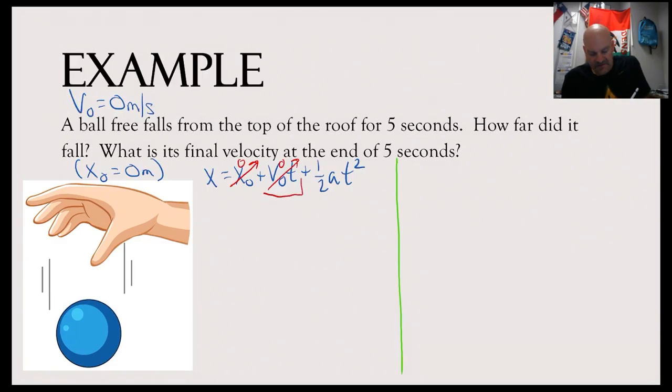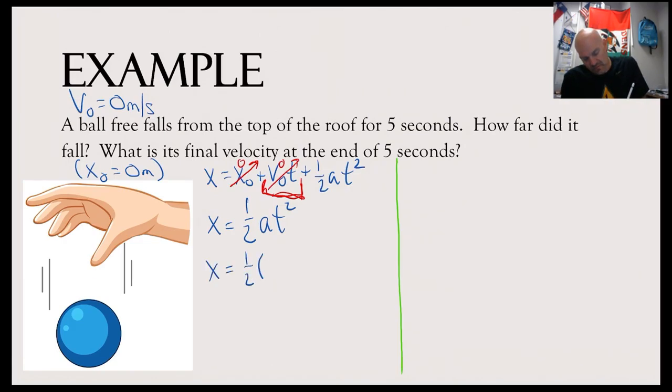Now, a common mistake is that students will cross out the v0 but forget to cross out the t and leave the t in there, which changes the answer completely. So note that I crossed everything out, which tells me that I don't have to worry about that middle part, the v0 t. So what's left? One half a t squared. Now I can just simply plug in.